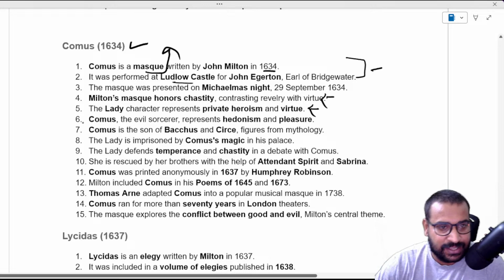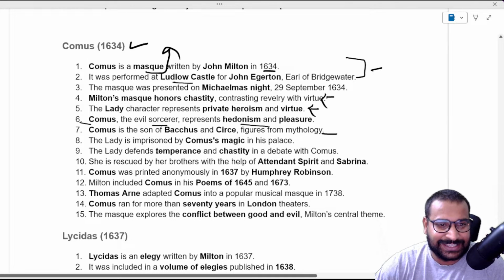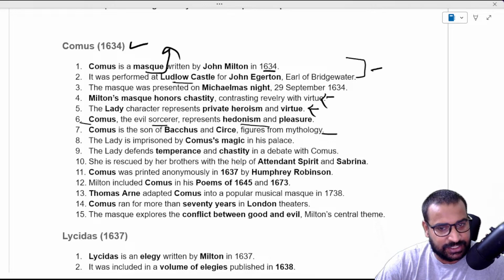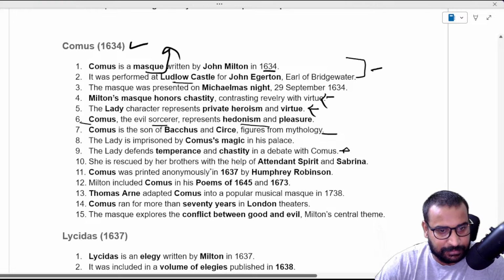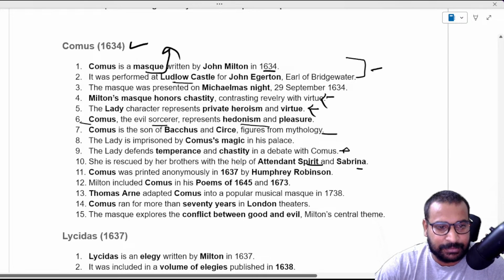So what happens? Comus, who is an evil sorcerer, represents hedonism and pleasure. Comus is the son of Bacchus and Circe, figures from mythology. And the Lady is imprisoned by Comus's magic. In his place, the Lady defends temperance and chastity in a debate with Comus. She is then rescued by her brothers with the help of the attendant spirit Sabrina.